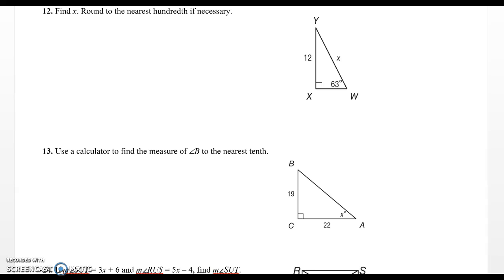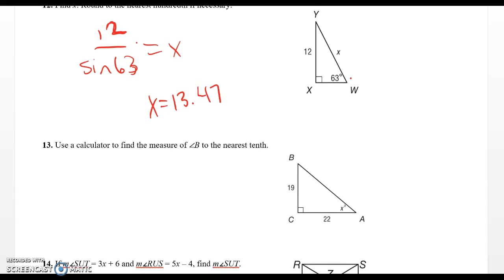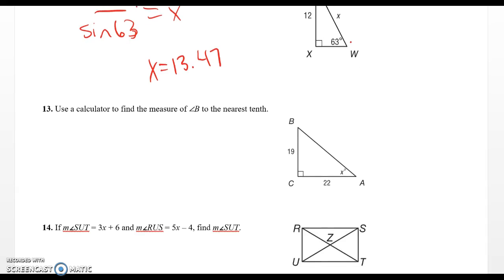When we left off on part 1 of the video, we had just got number 12 down to 12 divided by sine of 63 equals x. Then you just put that in your calculator: 12 divided by sine of 63. As long as you calculate it in degrees, which you should make sure it is before you put that in, you should come out with x equals 13.47. Pretty straightforward, as long as you know your trig stuff.